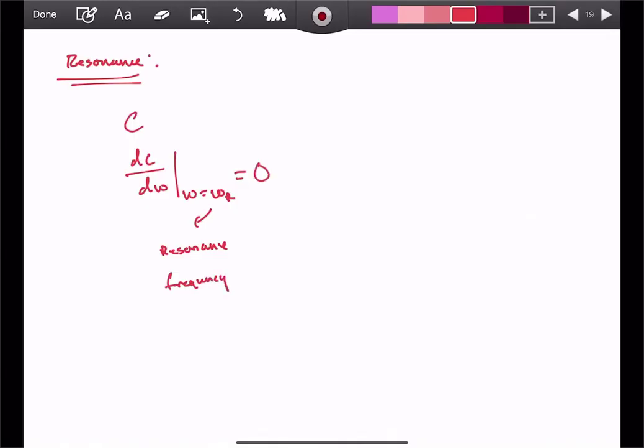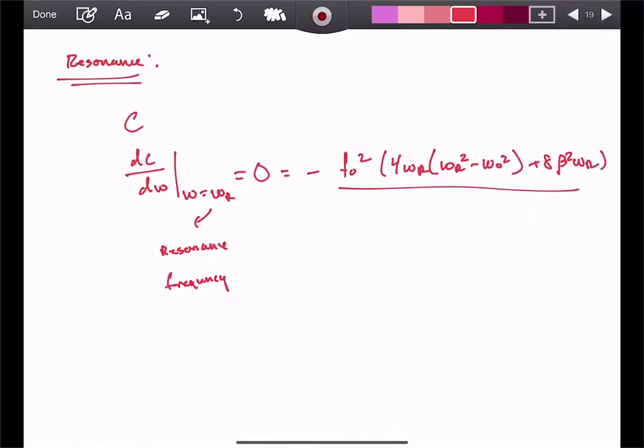Which means that this guy is going to be equal to zero. So this is our maximum value, or the biggest at which C can be, or the smallest, depending which way that works. But this guy is going to be equal to, I'll spare you the details of this derivative. This is going to become f0 squared times 4 omega resonance times (omega resonance squared minus the natural frequency squared) plus 8 beta squared omega resonance. Then all divided by (omega resonance squared minus the natural frequency squared) plus 4 times beta squared omega resonance squared, on the whole entire bottom here squared.